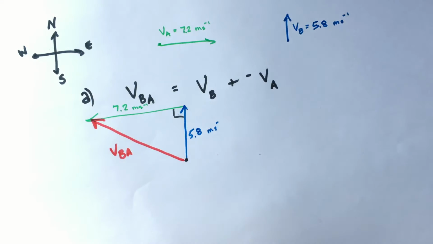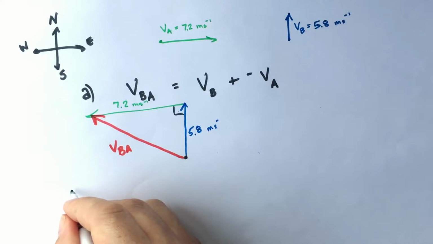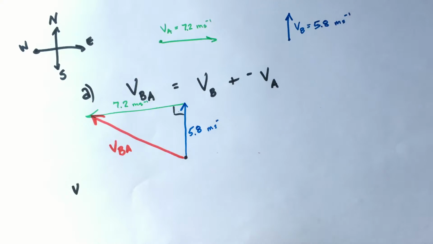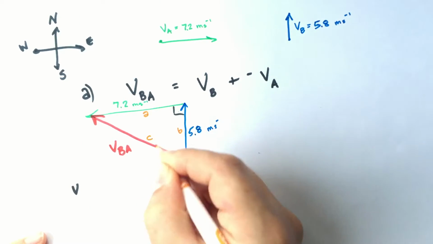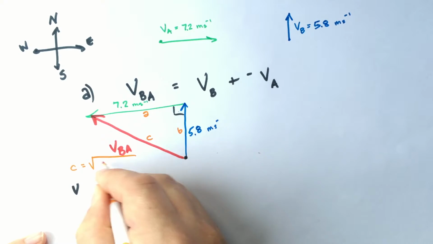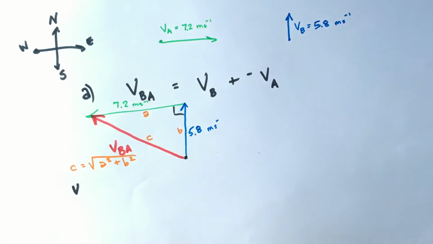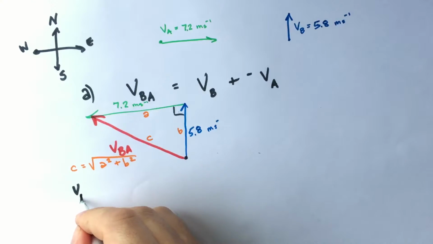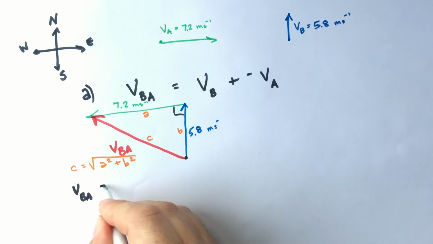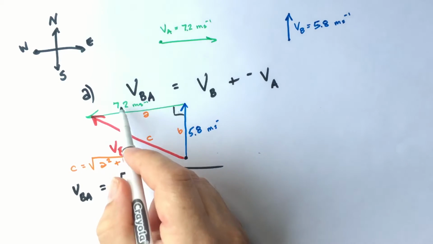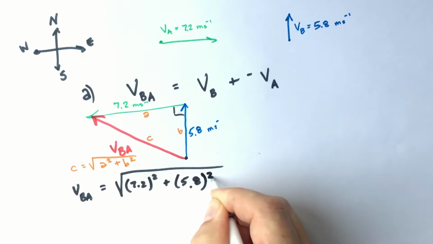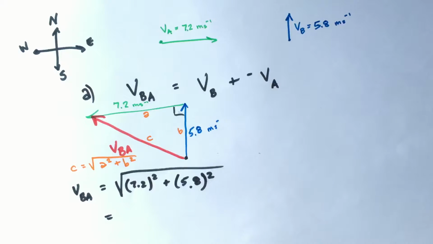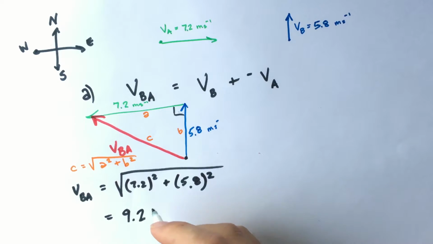Well, how do we find the length of VBA? No problem. We could use the Pythagorean theorem, right? If for a moment we call this A and B and C, we could say that C is equal to the square root of A squared plus B squared. And so VBA, that's really side C here, is equal to the square root of 7.2 squared plus 5.8 squared. And if your calculator is working right, I think you get 9.2 meters per second.